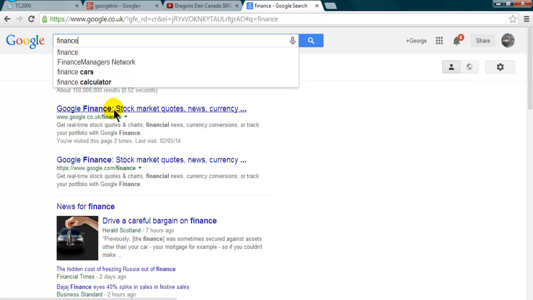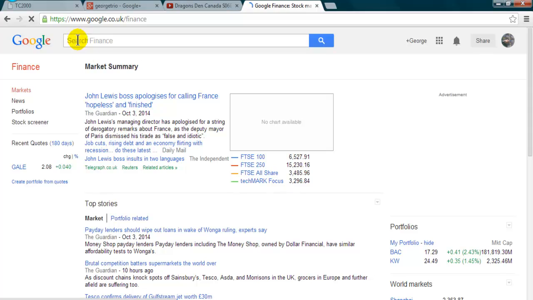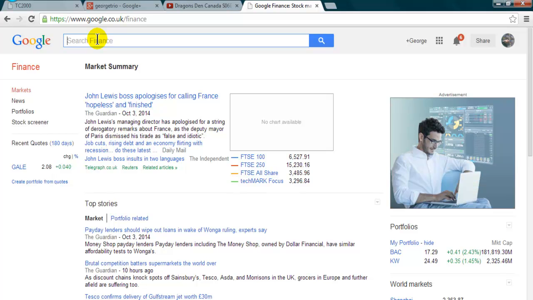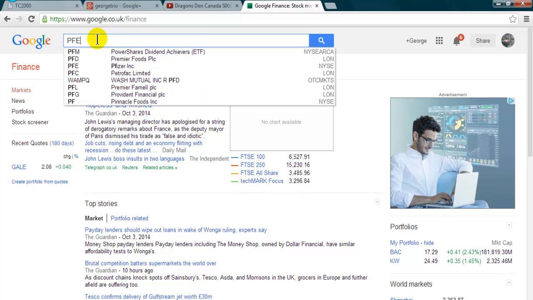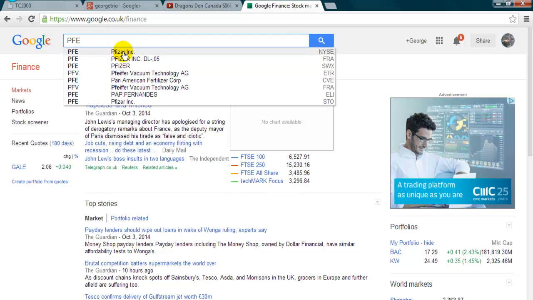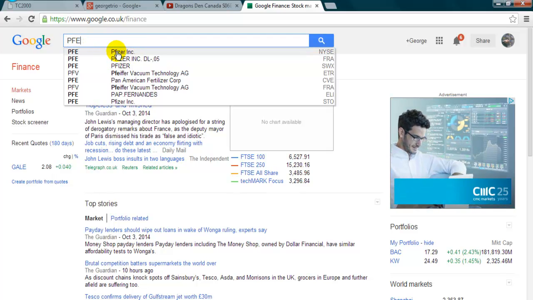Here it is, Google Finance, and we will type in the ticker here. You see here, search finance. See the box here. So I'm just going to put the ticker for Pfizer. It's PFE. You see here, Pfizer Incorporated. So I just hit on it, click.